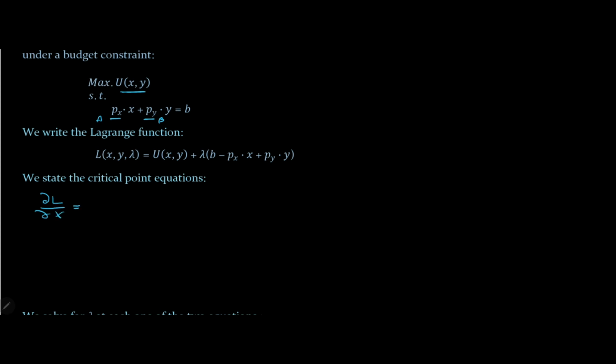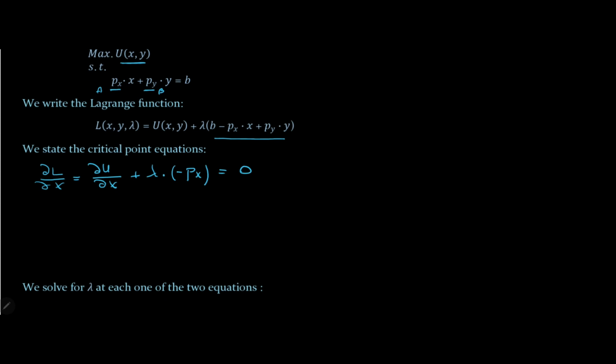And if we write the equation system for finding out the critical points, then that would be the partial derivative of the Lagrange function: the partial derivative of the utility function according to x plus lambda, a constant multiplying, that remains the same, and if I derive that expression according to x, that's 0 minus px, then the derivative of x is 1 plus 0. So it's like that. That's the first equation.